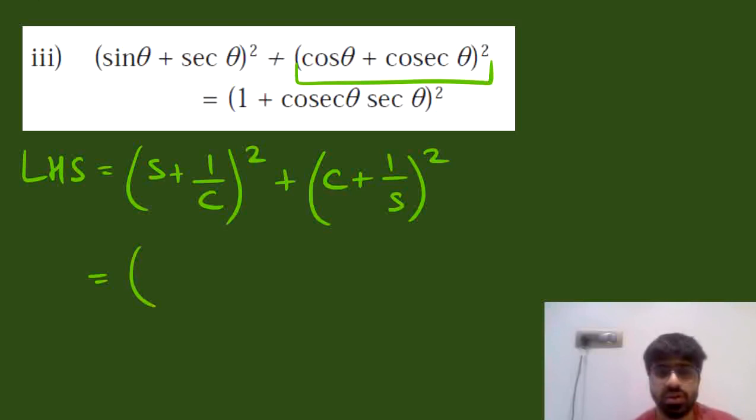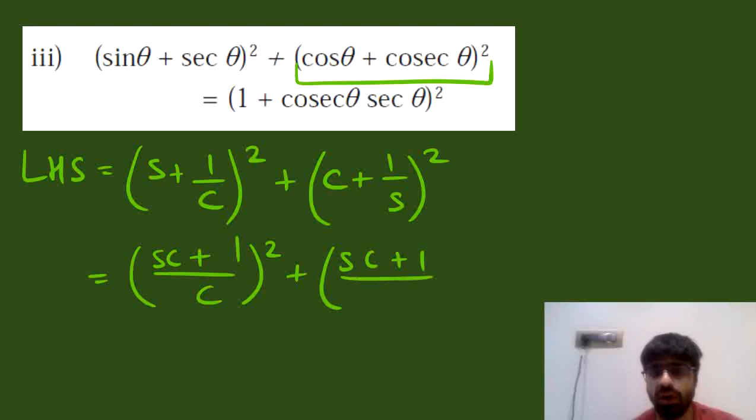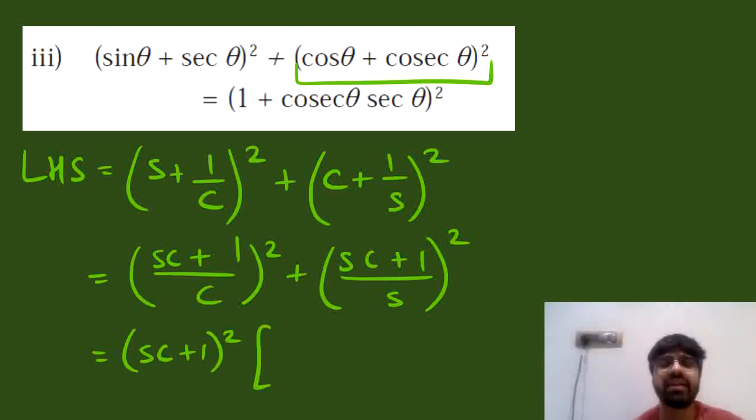Just add up the terms here. So we have sine theta into cos theta plus 1 upon cos theta, the whole square, plus, even this would become sine theta into cos theta plus 1 divided by sine theta, the whole square. Now if you check the two terms, then from the numerator you can actually pull out sine theta cos theta plus 1, the whole square, common. So we are pulling out sine theta cos theta plus 1, the whole square, common, and in the bracket we will be left with 1 upon cos square theta plus 1 upon sine square theta.